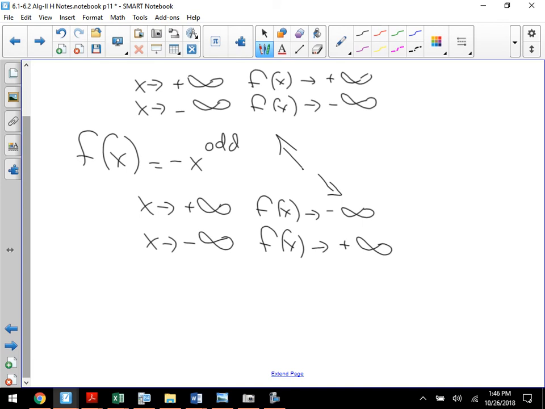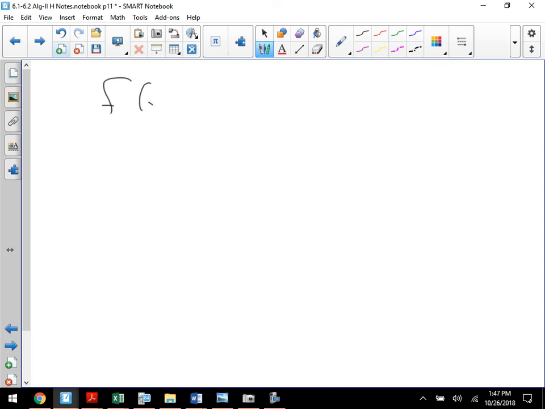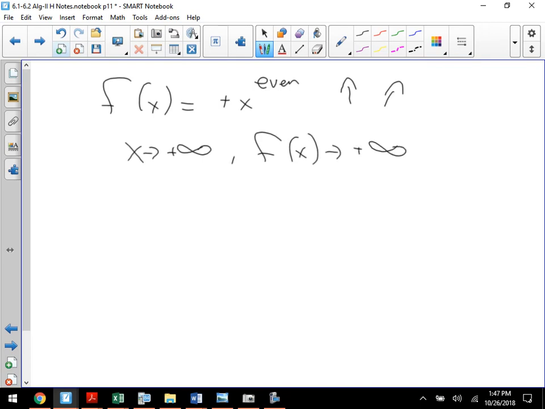So that's your odds, your evens. f of x is positive x to the even. Your tails are always up, up. Okay. So that means that as x approaches positive infinity, as x gets larger, f of x is also getting larger. As x gets smaller, f of x still gets larger.